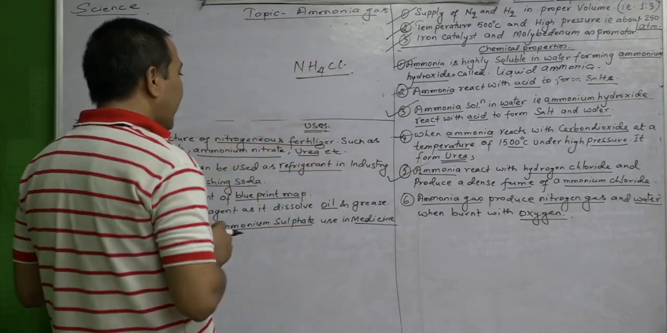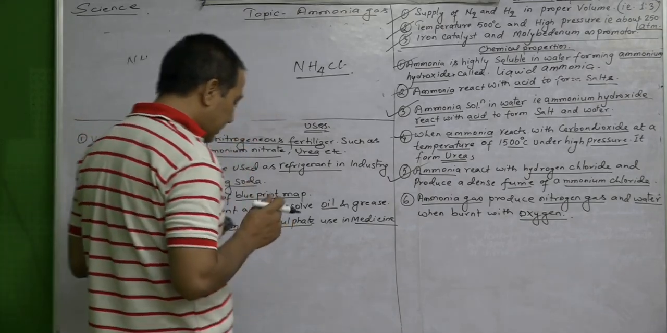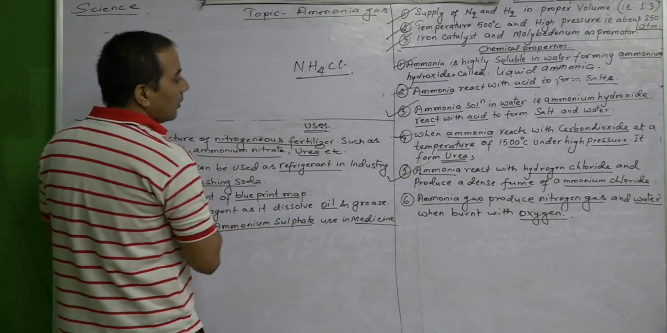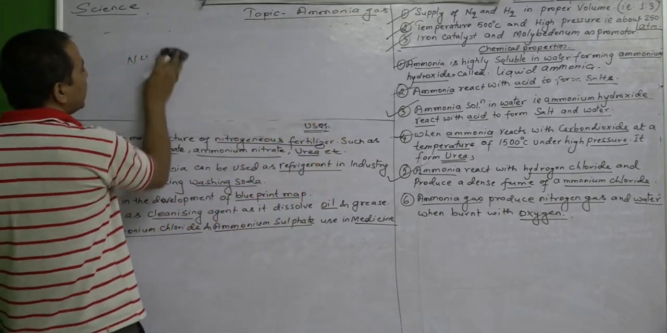Now the another one, ammonia gas produces nitrogen gas when it bonds with oxygen. Bond with oxygen means what?